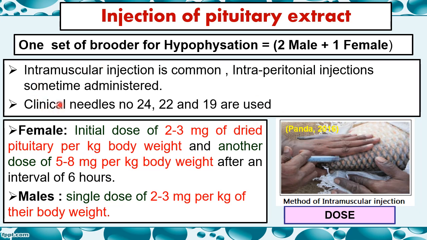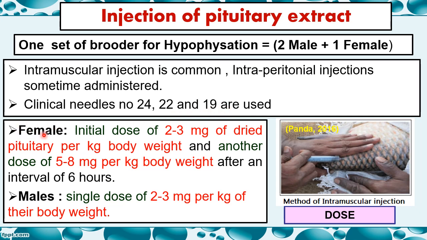For injection, clinical needles numbering 24, 22 and 19 are used for breeders in the size of 1 to 2 kg, 2 to 3 kg and above 4 kg. That means the larger the breeder, the lower the needle number.